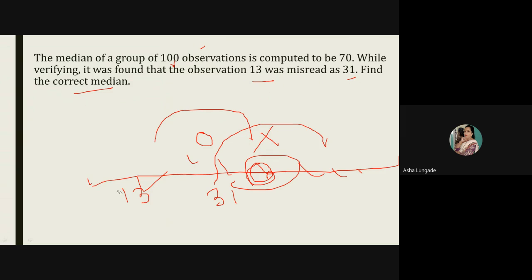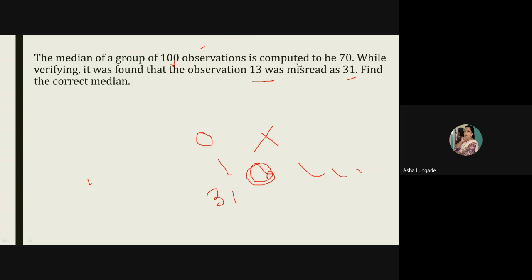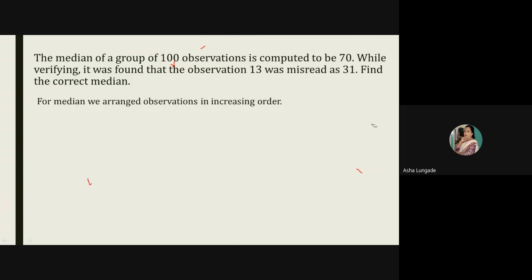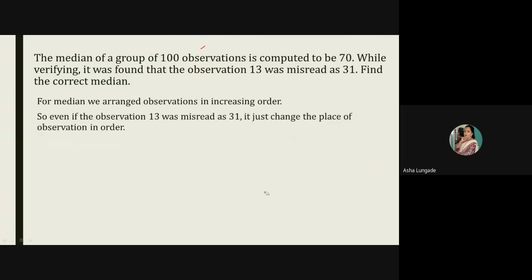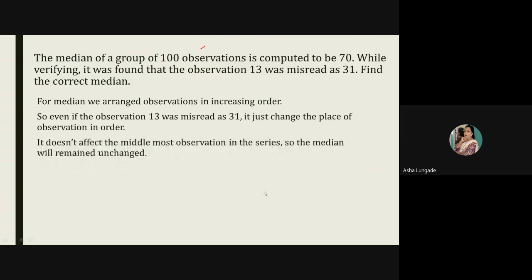याचा आन्सर कसं लिहिणार? आन्सर लिहिताना, फर्स्ट फॉर मेडियन वी अरेंज ऑब्झर्वेशन इन इन्क्रीजिंग ऑर्डर. ठीक आहे. नंतर काय येणार? सो इवन इफ द ऑब्झर्वेशन 13 वॉज मिस्टेकन ऍज 31, इट जस्ट चेंजेस द प्लेस ऑफ ऑब्झर्वेशन इन ऑर्डर, बट इट डझंट चेंज द मिडल मोस्ट ऑब्झर्वेशन. हे लक्षात ठेवायचं, मिडल मोस्ट ऑब्झर्वेशन चेंज होत नाही. त्याच्यामुळे मेडियन विल रिमेन अनचेंज. सो करेक्ट मेडियन इज 70. जो ओरिजिनल होता तो 70 चा 70 राहील.